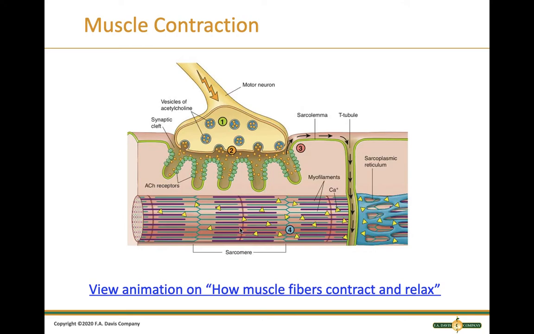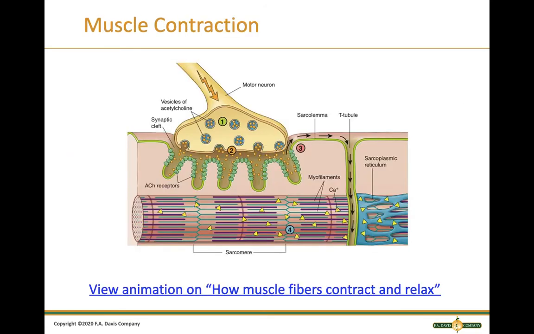Then the third step, this sends an electrical impulse over the sarcolemma and inward along the T-tubules. This is going to cause the sarcoplasmic reticulum to release calcium. And then the fourth step, the calcium is going to bind with the troponin on the actin filament to expose the attachment points. And then the myosin heads can grab onto the thin filaments and muscle contraction can occur.